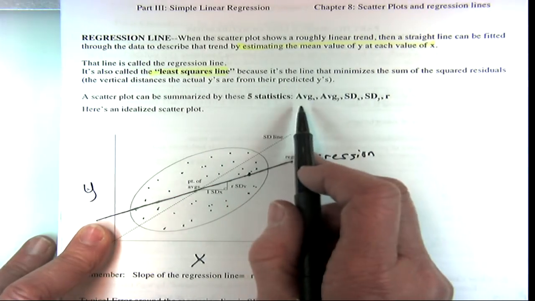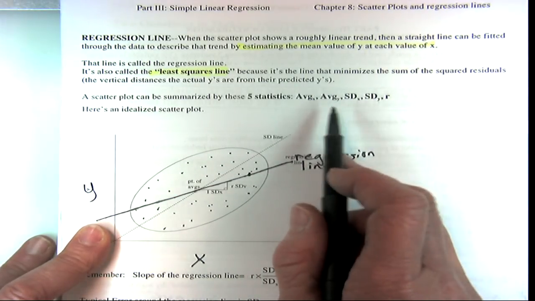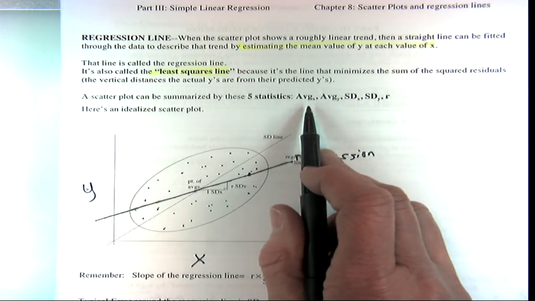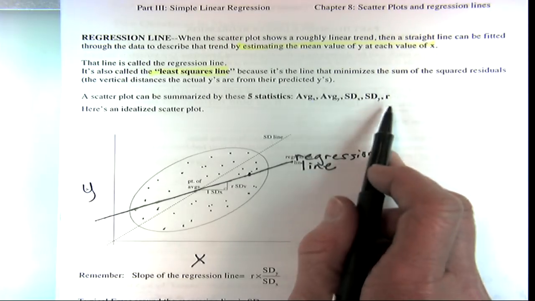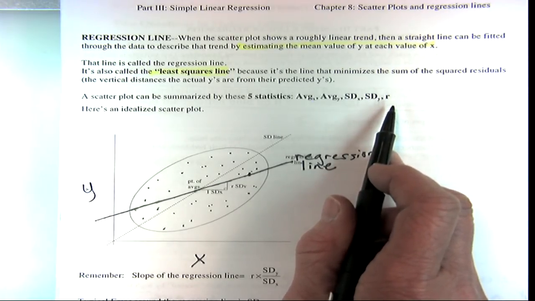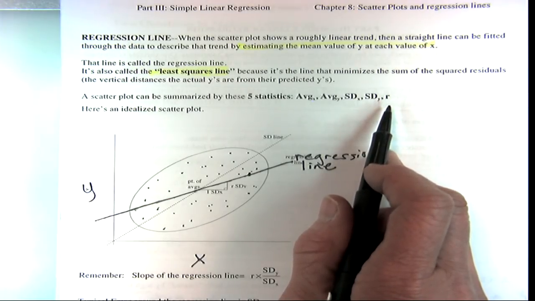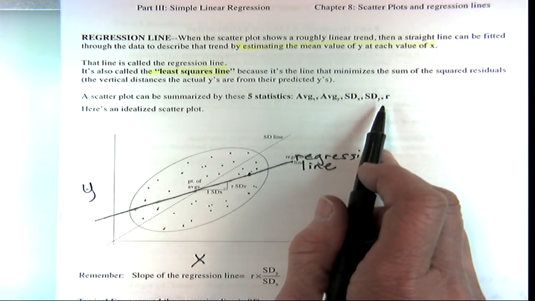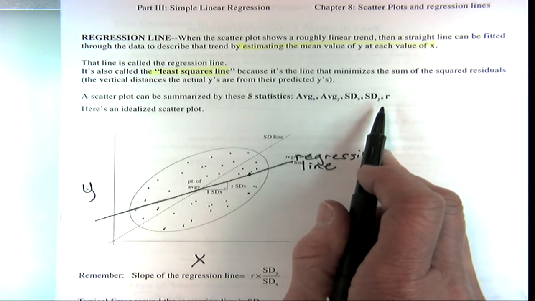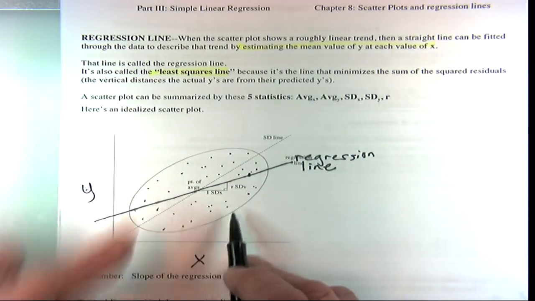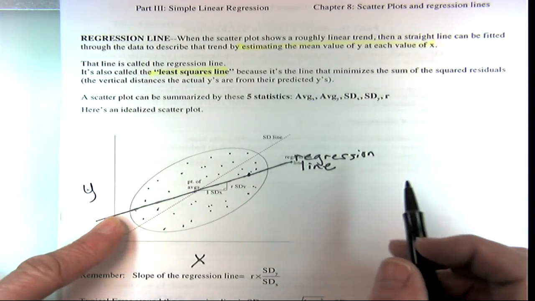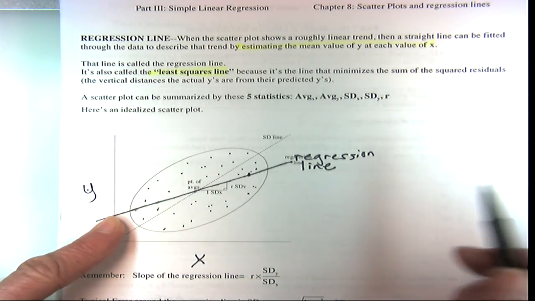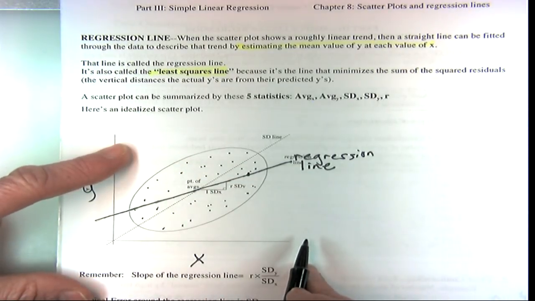It can be summarized by these 5 statistics. I wrote the average of x, that's the mean of x, the mean of y, the standard deviation of x, the standard deviation of y, and something called the correlation coefficient, which you've probably seen before. Certainly if you were in Stat 100, it's a measure of how close the points hug that line. If they're perfectly on the line, there's a correlation of 1, or -1 if there's a negative correlation, if it slopes down.